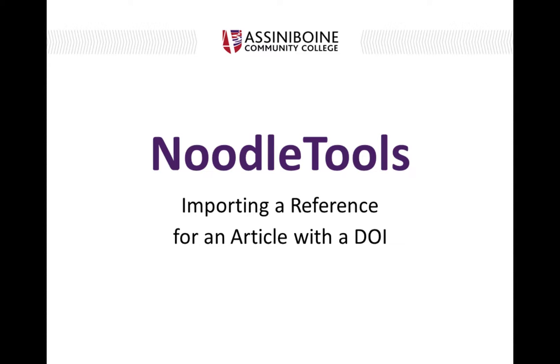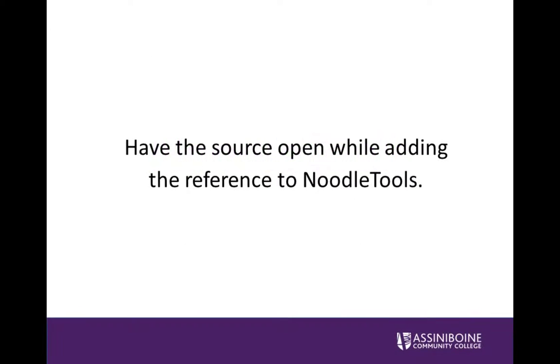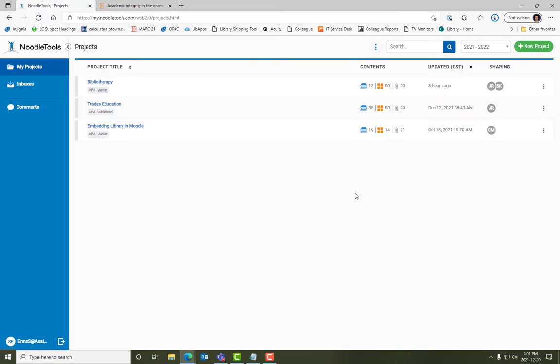In this video, we'll show you how to import a reference for an article or other source with the DOI. Note that when importing references for an article or other source into NoodleTools, it's helpful to have the source open. To add sources to a reference list in NoodleTools, we first have to create a project.